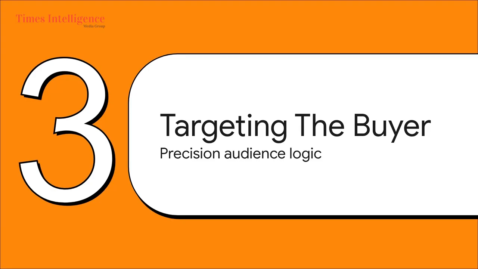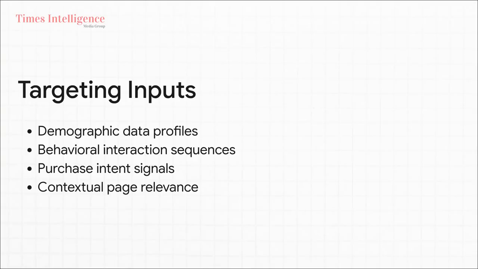That takes us to part 3, targeting the right buyer. It's all about precision audience logic. And this brilliantly illustrates the exact inputs being used. The logic defining who sees what goes way, way beyond basic age and location demographics. The system evaluates demographic data, sure, but it heavily relies on behavioral interaction sequences, meaning exactly how a user navigates your site. It's actively hunting for purchase intent signals and contextual page relevance, ensuring the banner perfectly matches what the user is focused on right in that exact moment.